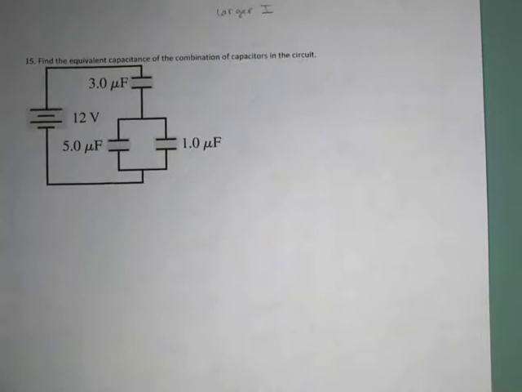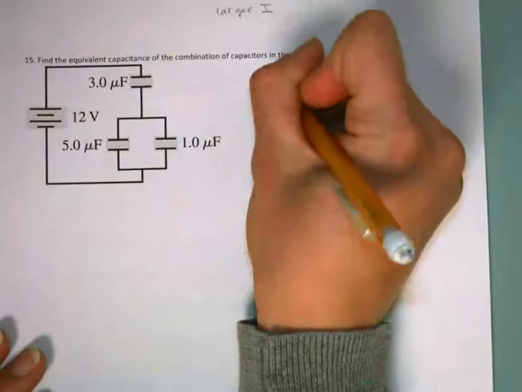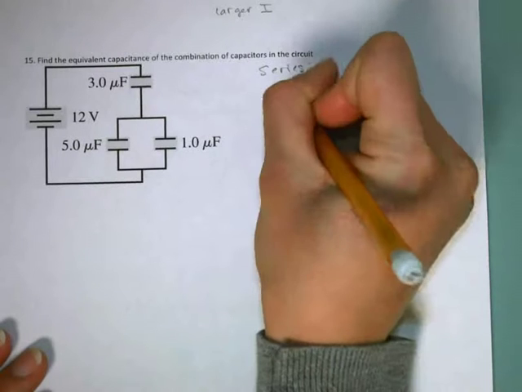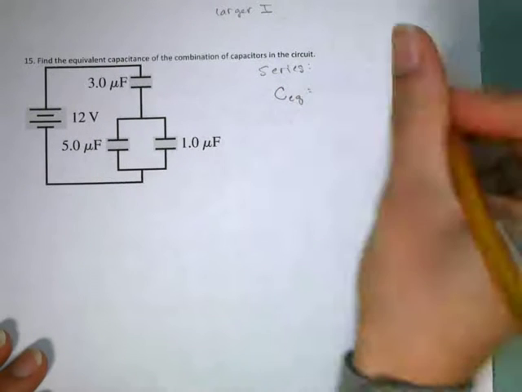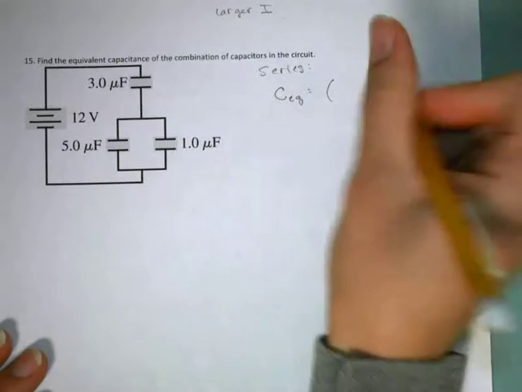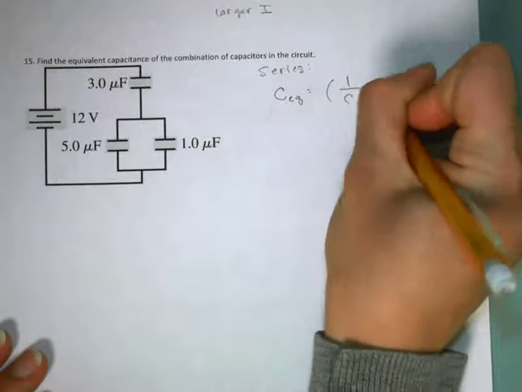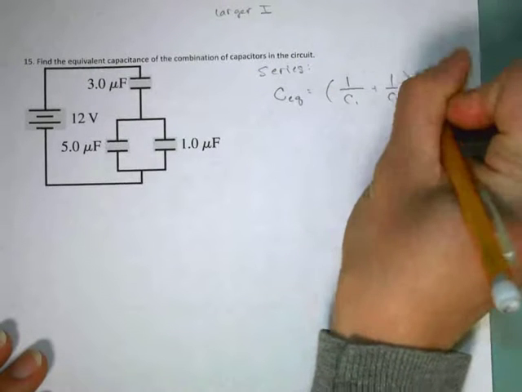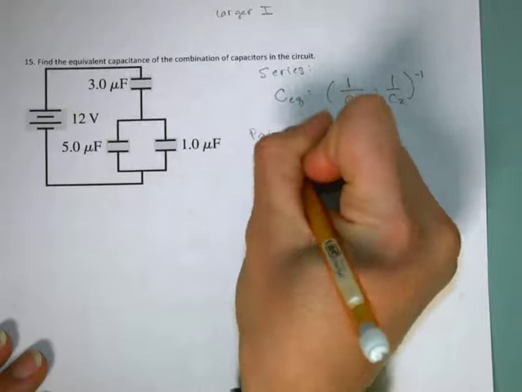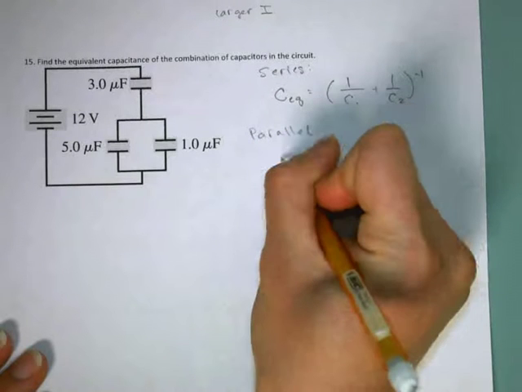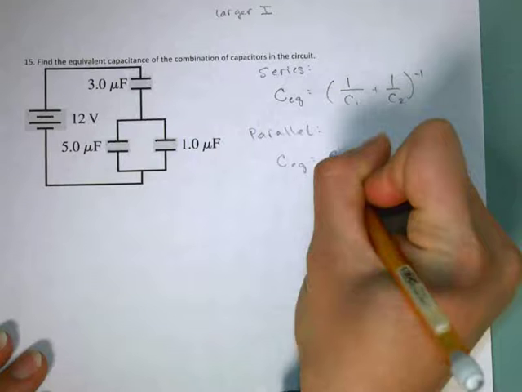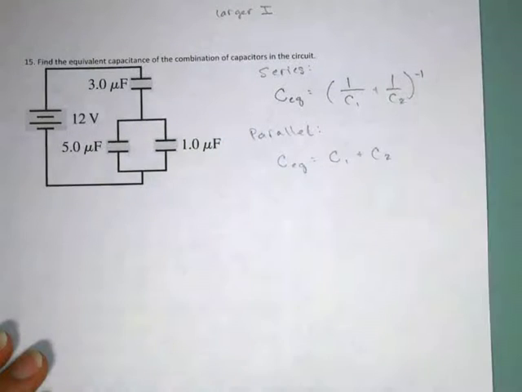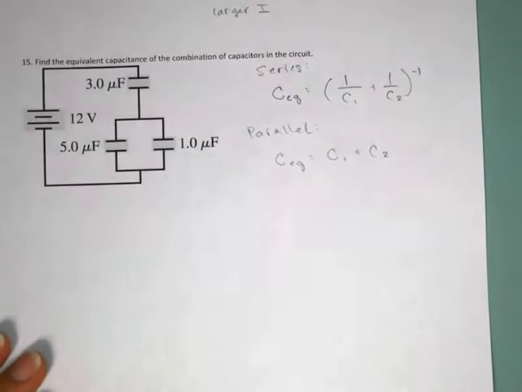Okay, for the next is the equivalent capacitance of the combination of capacitors in the circuit. So I have that for series combinations, the equivalent capacitance adds like parallel resistors. So it'll be 1 over C1 plus 1 over C2 to the -1. And for parallel, equivalent capacitance is going to look like that.